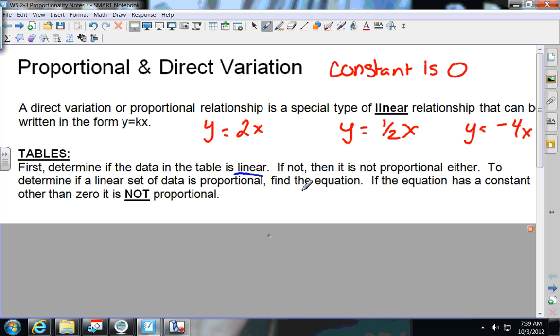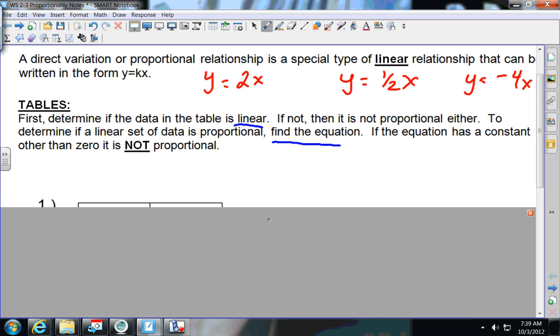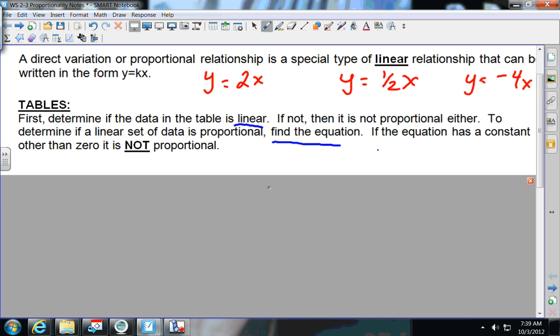To determine if a linear set of data is proportional, find the equation. If the equation has a constant other than 0, it is not proportional. So what it's saying is, if you had y equals 2x plus 3, is the constant 0? No, this is not proportional. These up here are proportional because they have a constant of 0.